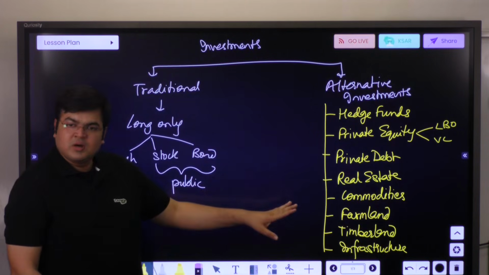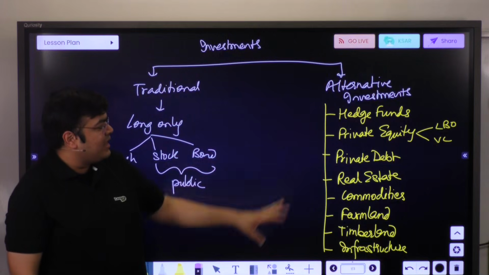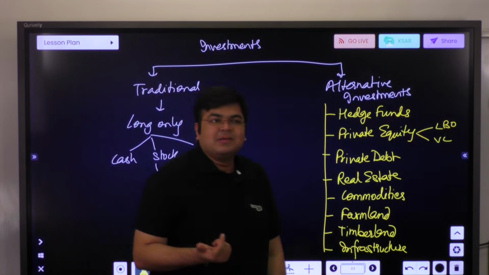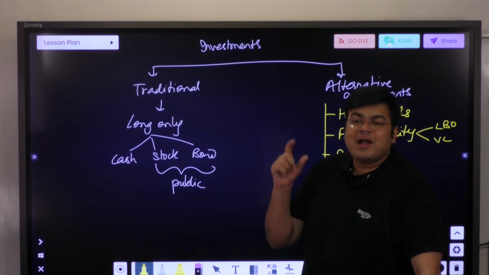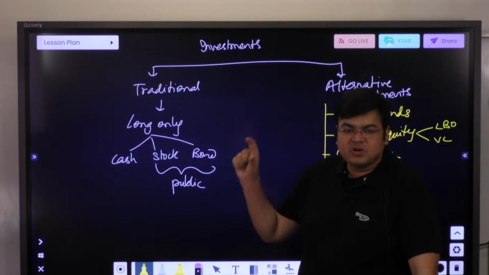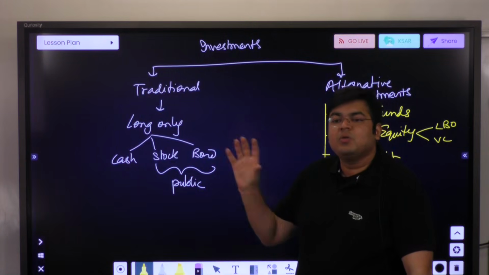Tell me, comfortable over here? Next, I'll discuss private equity and private debt. So private equity, basically, today I cannot invest in Swiggy, but I can invest in Zomato. Zomato is listed on the stock market. It is listed on the stock exchange. So I am able to invest in Zomato.